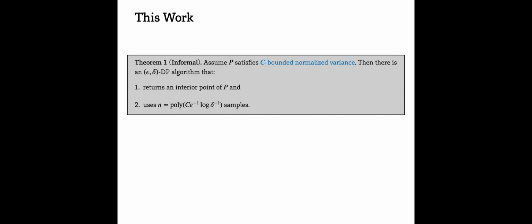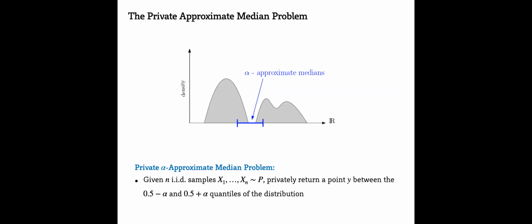And what I want to do in the last few minutes of the talk is tell you a little bit about the other main result of our paper, which is for privately approximating medians. So the private alpha approximate median problem is the same setup as before. You're given n IID samples from a distribution, and now you want to return a point that's not just an interior point, but a point that's within plus or minus alpha quantiles of the median. So this point should be a good approximation of the median for this probability distribution.